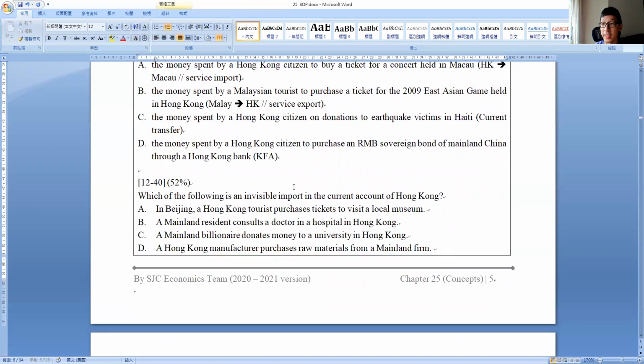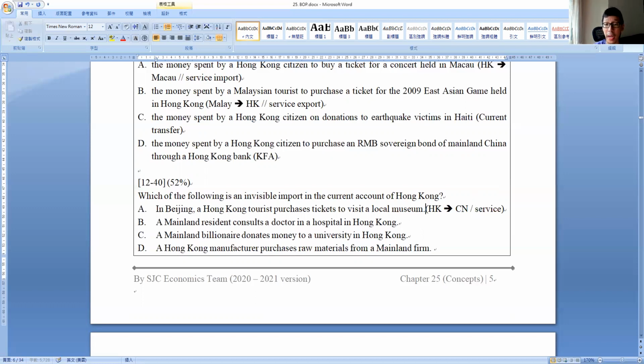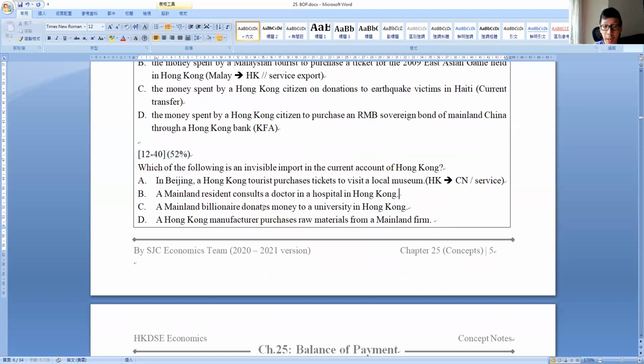Now, which of the following is an invisible import？又係 invisible import 啦，好嘛？In Beijing, a Hong Kong tourist，係咪啊？Paying tickets to Beijing for a museum. This will be a service. 啱喎，係啊，service 啊，啱啊。Okay, so A already，即係次次都 A 喎。But you see, right? Only half of people knows the answer. Okay, now what about B?